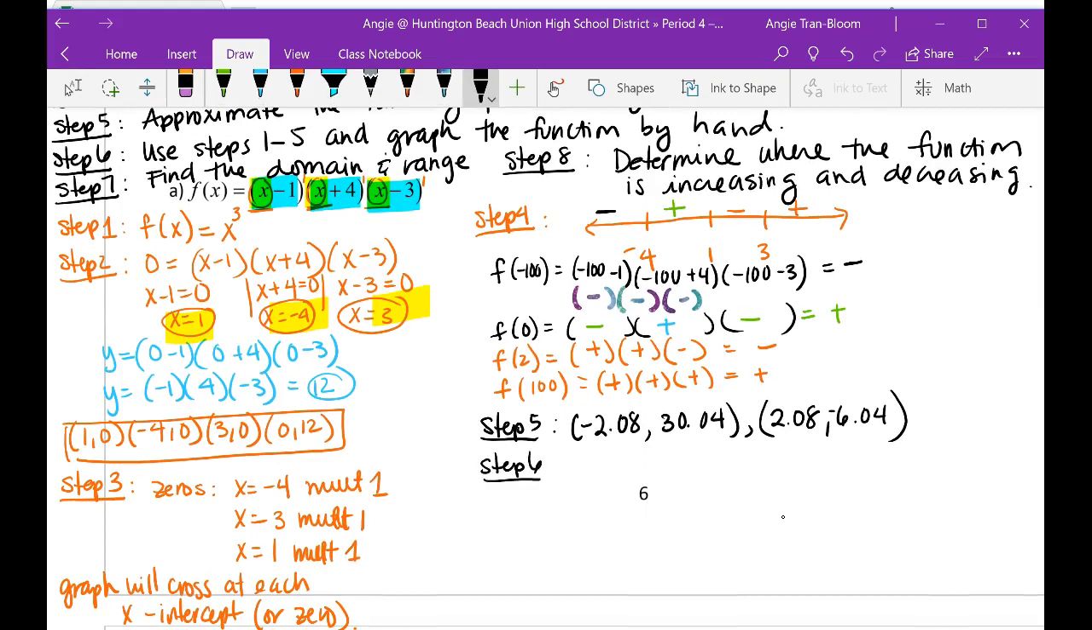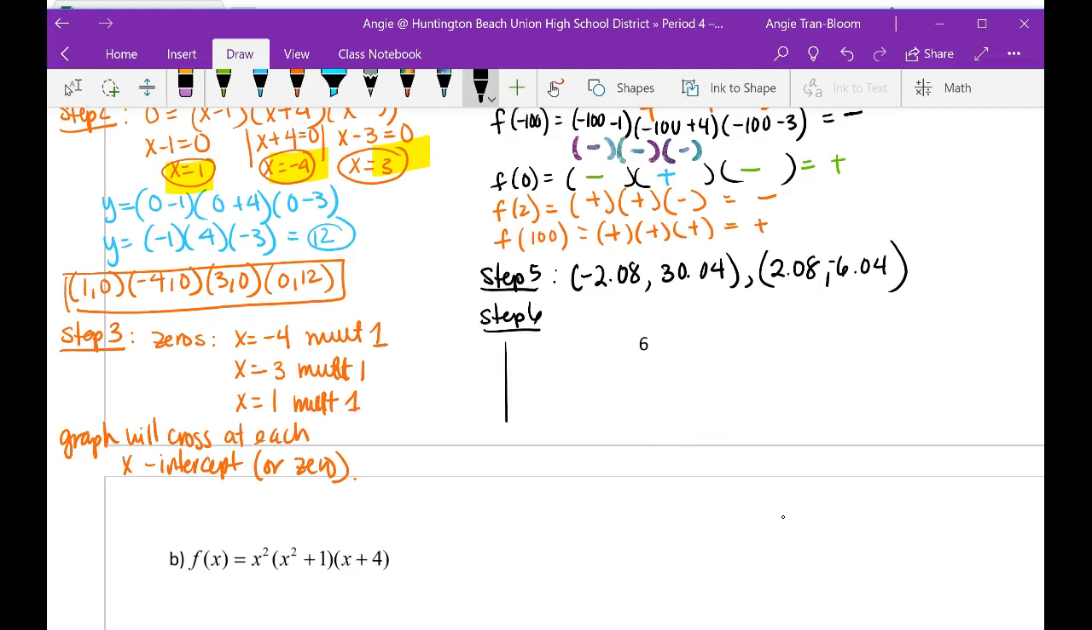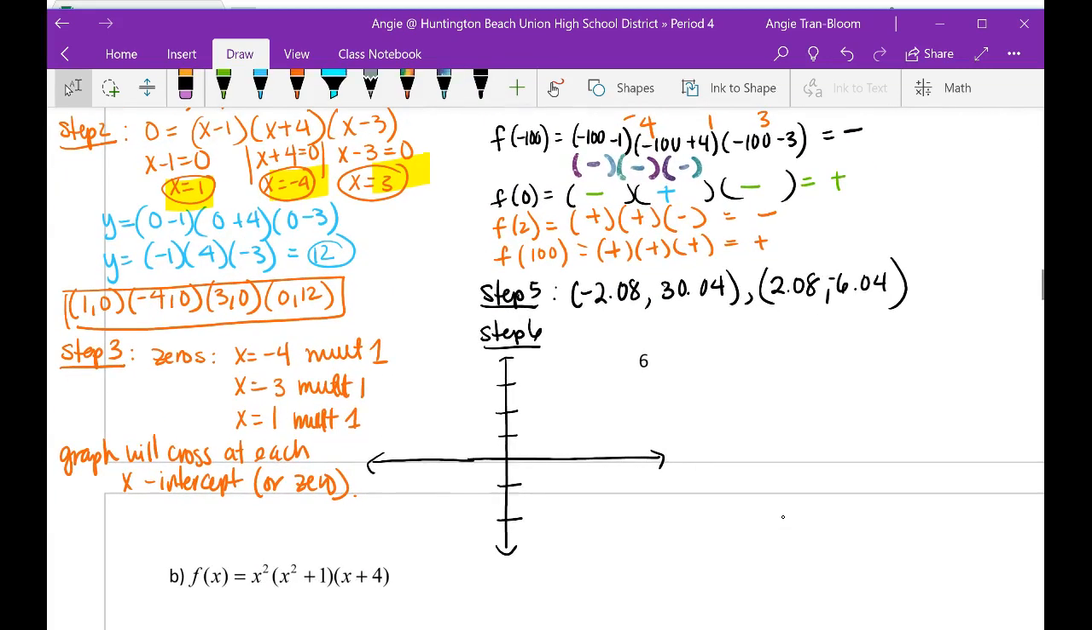Step 6. I'm going to try to squeeze this in here. I'm running out of space; I'm hoping you have more space than I do. The max y value is 30, so I'll scale the y-axis by 10, 20, 30. The x is not very big, so I'll keep it at 1, 2, 3, 4, 5, 6. I don't have to label x because it's just by ones.